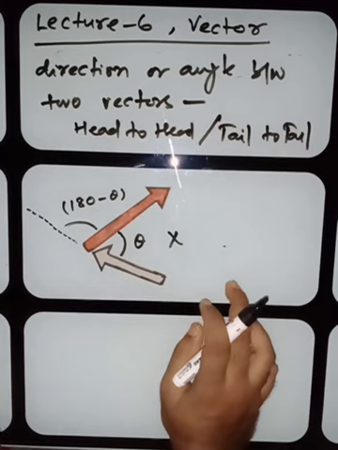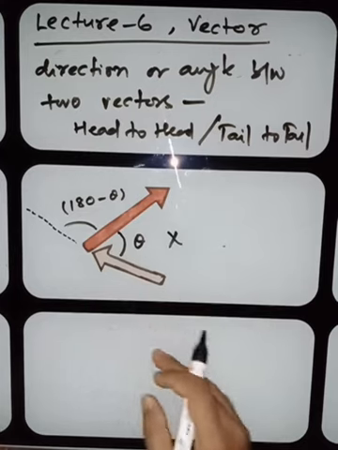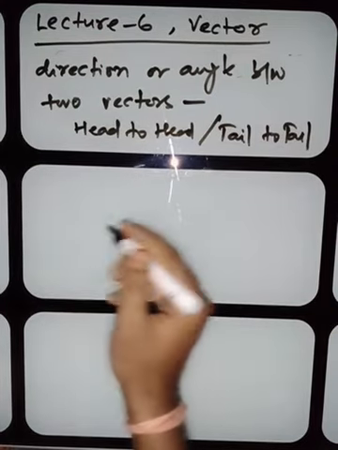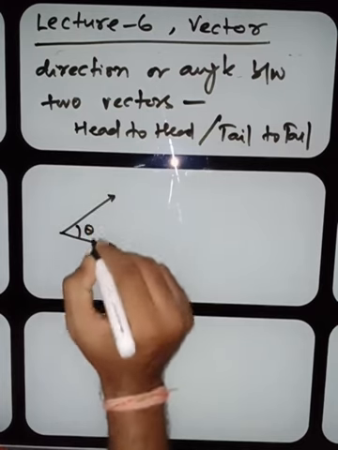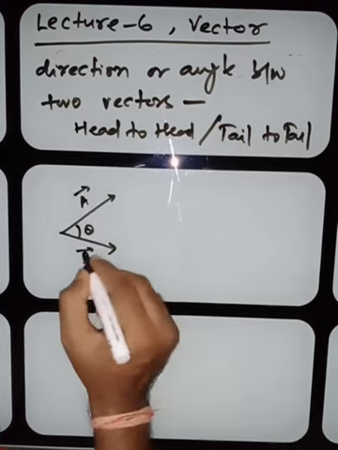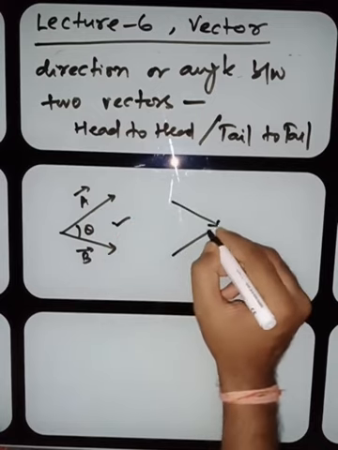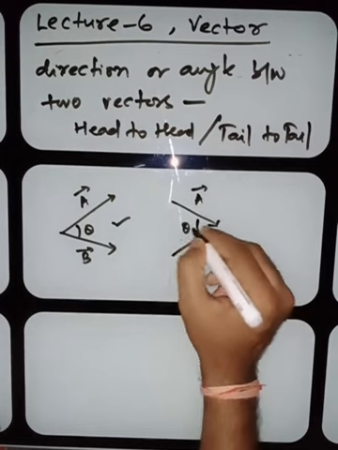So always remember, you have to represent the angle between two vectors using either head to head or tail to tail. Although I have made the vectors here using this, I'm writing here that you have to make your note. Suppose a vector A and vector B. So this is the correct representation. If you make the vectors like this way, vector A and vector B, and this is theta, this is also correct.